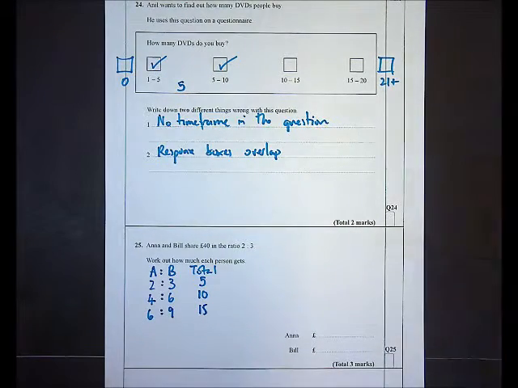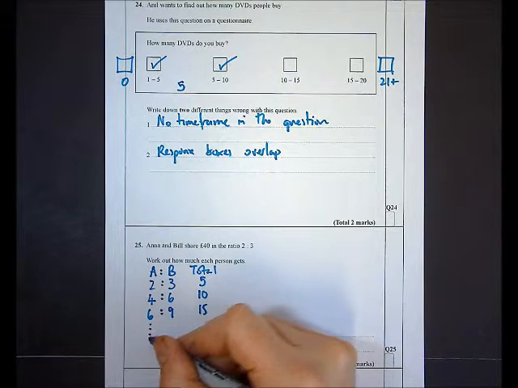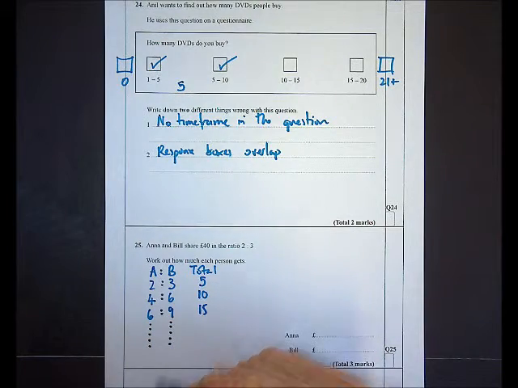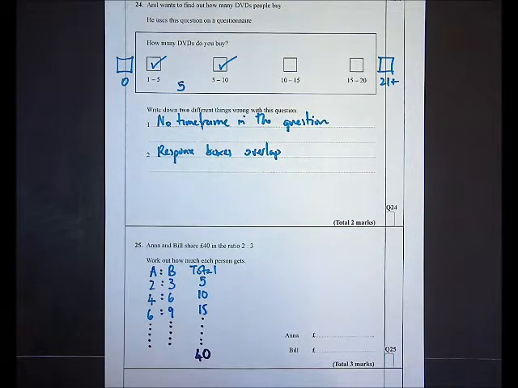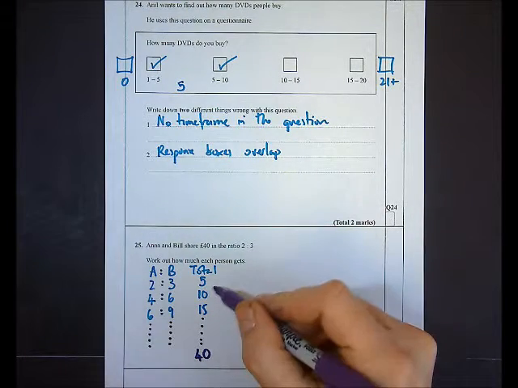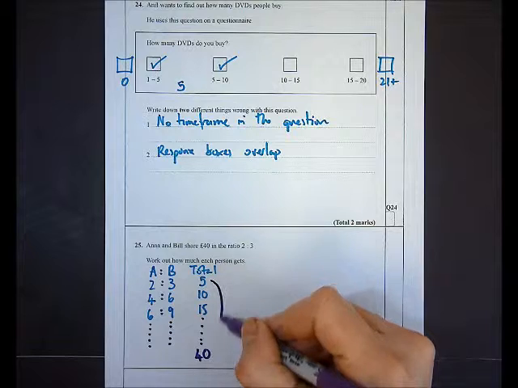So this could be a times table problem. I could just work my way down, all the way down here until I got to the correct number, and I want to have £40 here. Now that's the long way of doing it. The other way of doing it is to say, okay, I know I need to get from 5 to 40.